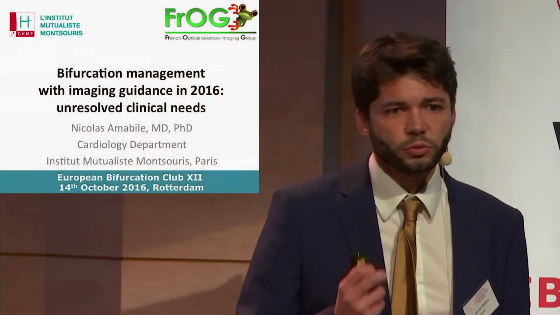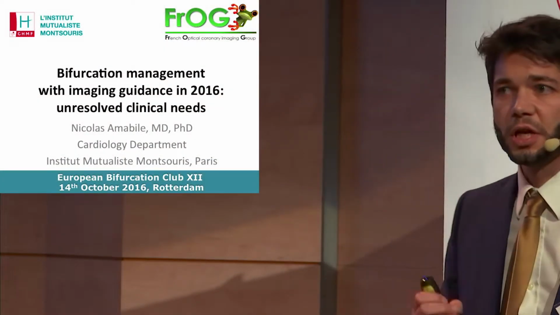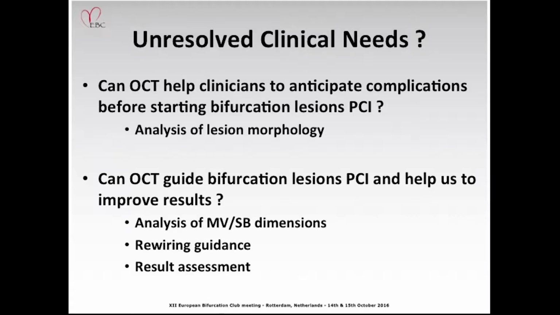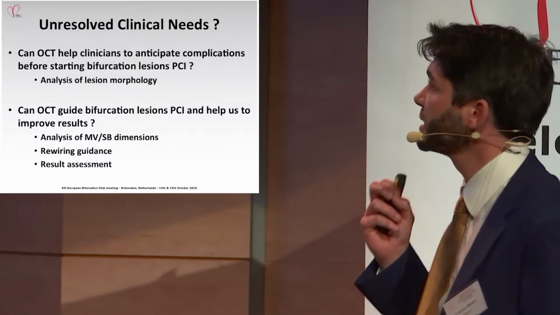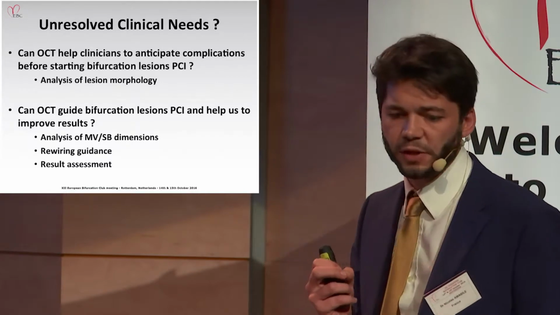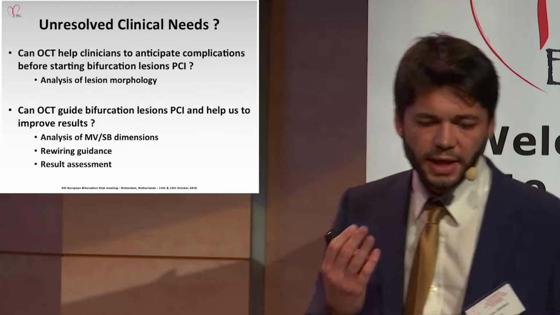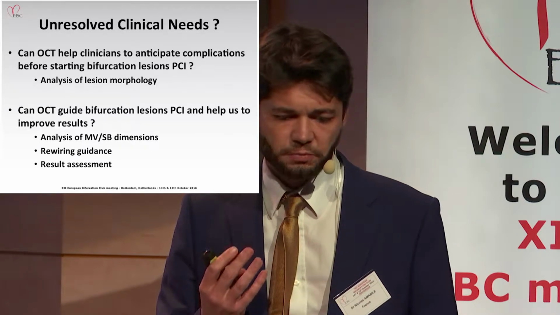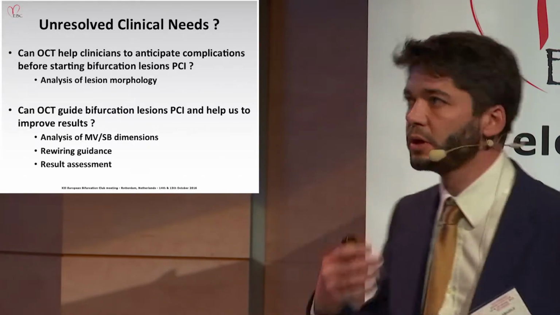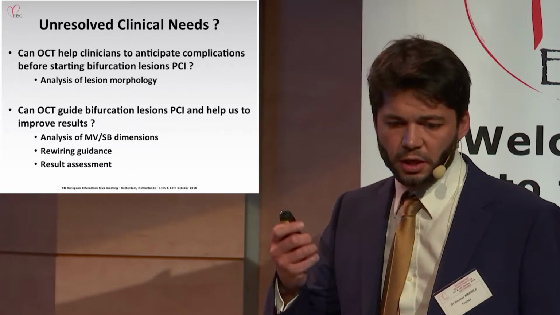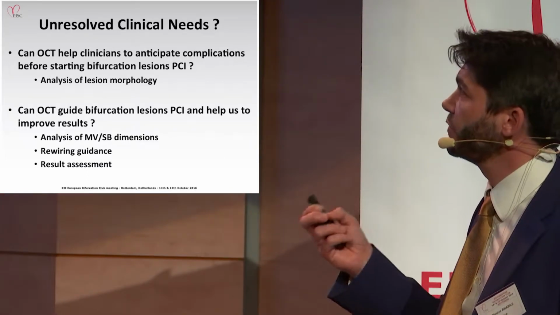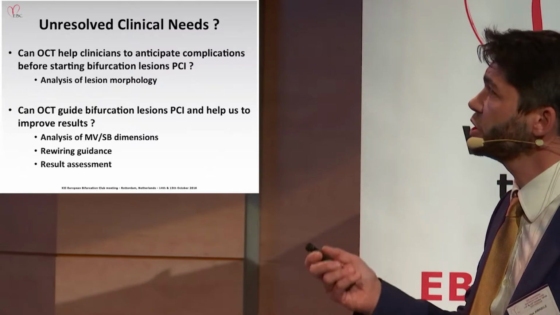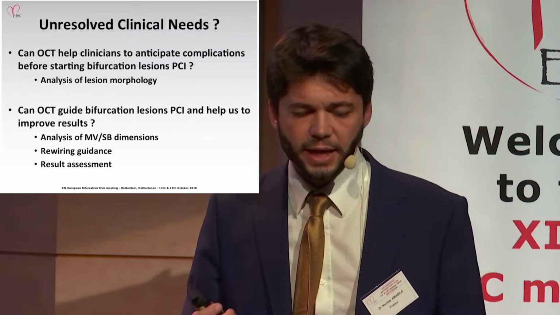If we think about the way OCT can help us improve our management of bifurcation lesions, I think there are two aspects in the question. The first one is, can OCT help clinicians anticipate the complications related to bifurcation PCI? That involves a precise analysis of the lesion morphology. The second point is, can OCT guide the bifurcation PCI and help us improve the results? We are going to see some aspects of the question involving analysis of the main vessel side branch dimension, the rewiring guidance, and the result assessment.